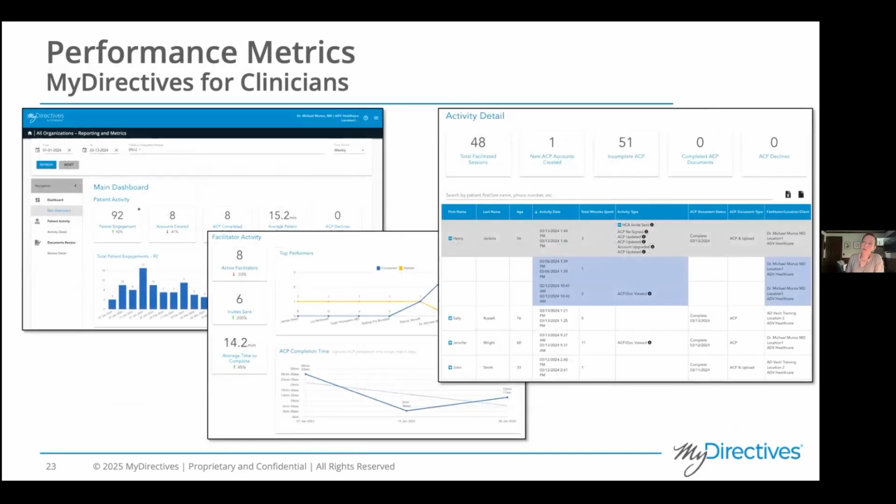And then these are the performance metrics for the clinical tool. That's where I said you could see which facilitator is out ahead of the bunch and which one is starting a whole lot of documents but forgetting to sign them so they're not complete. You've got a lot of details and information to do quality improvement.